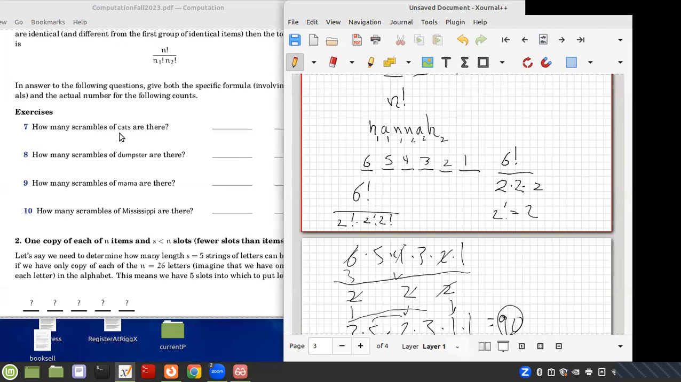So here's one. How many scrambles of cats are there? How many scrambles of dumpster? How many scrambles of mama? How many scrambles of Mississippi?